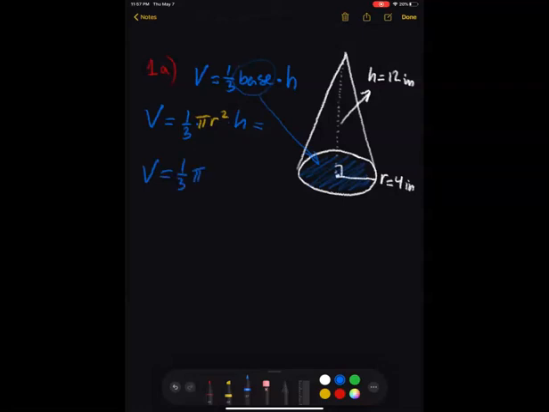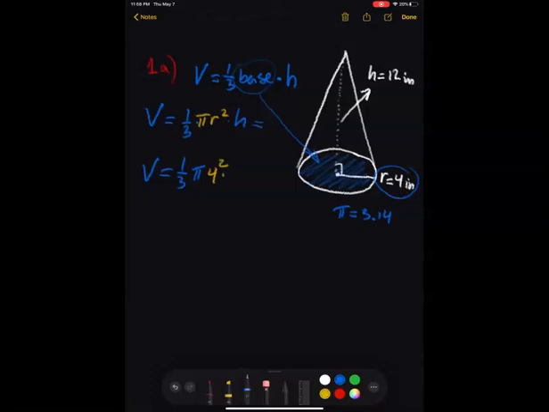We'll substitute 3.14 for pi in a minute, but for now we're just gonna put pi. We know that r is 4, so we're gonna do 4 squared times our height, which is 12 inches. Now we can solve for that. So let's see, 4 squared is 16.